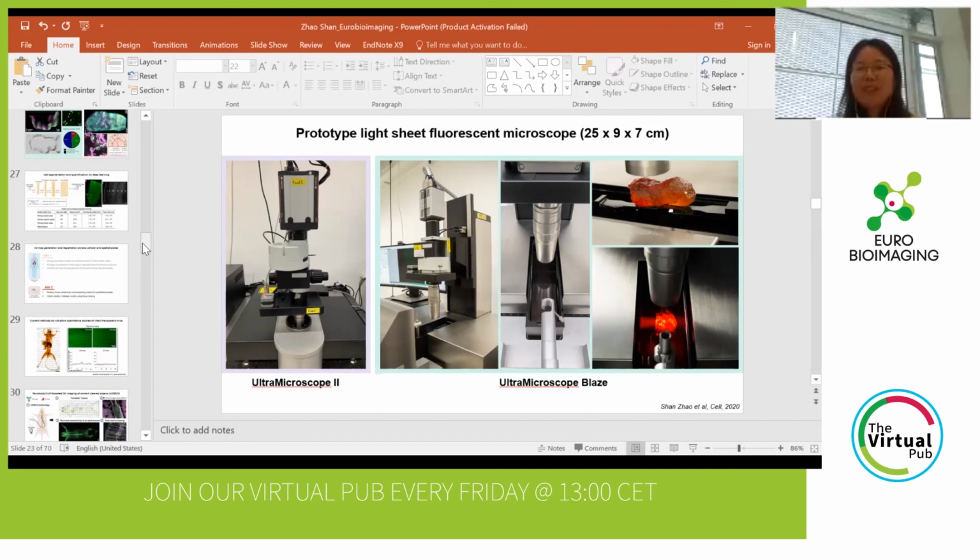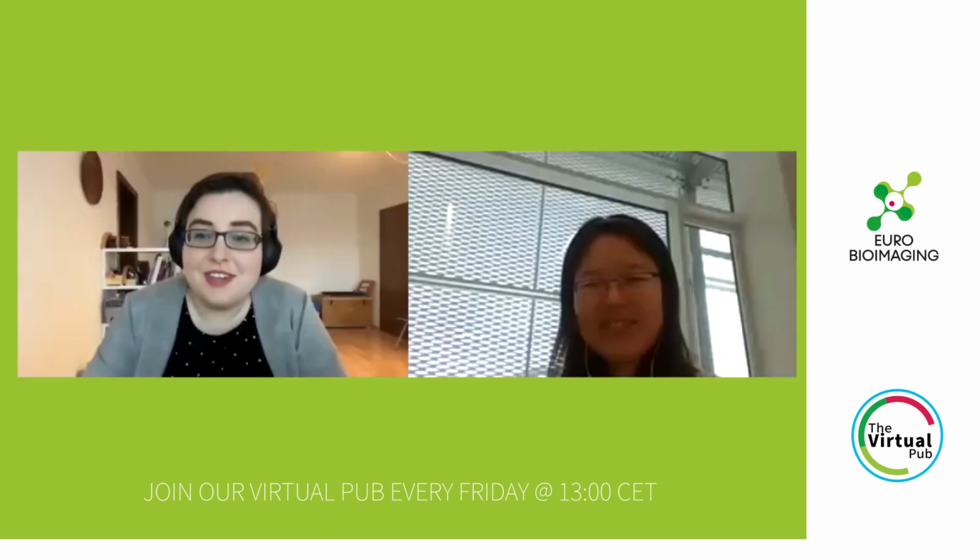So for the clearing part, no problem. We can do a scalable experiment. But for the imaging part, you need to image one by one. Yeah, and then these are very different challenges from what microscopes are usually designed to handle in terms of the sample. So I can imagine that this new microscope design makes a big difference there.